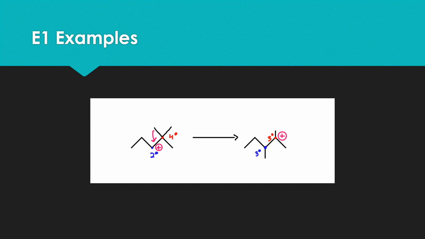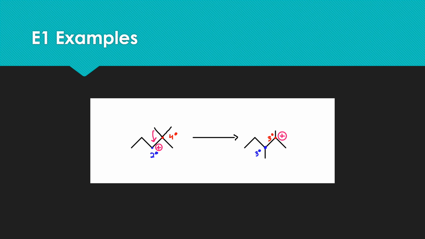Here we can get a better look at the methyl shift that occurred in the previous slide. The picture on the left represents the molecule after the chlorine has left and created the secondary carbocation with a quaternary carbon next to it. When this happens, the methyl will move and create a tertiary carbocation out of the original secondary carbocation.